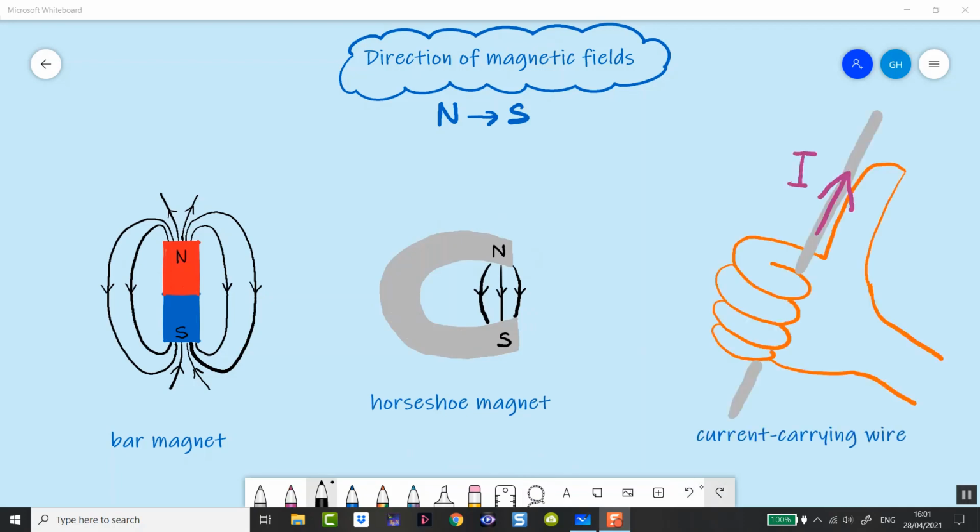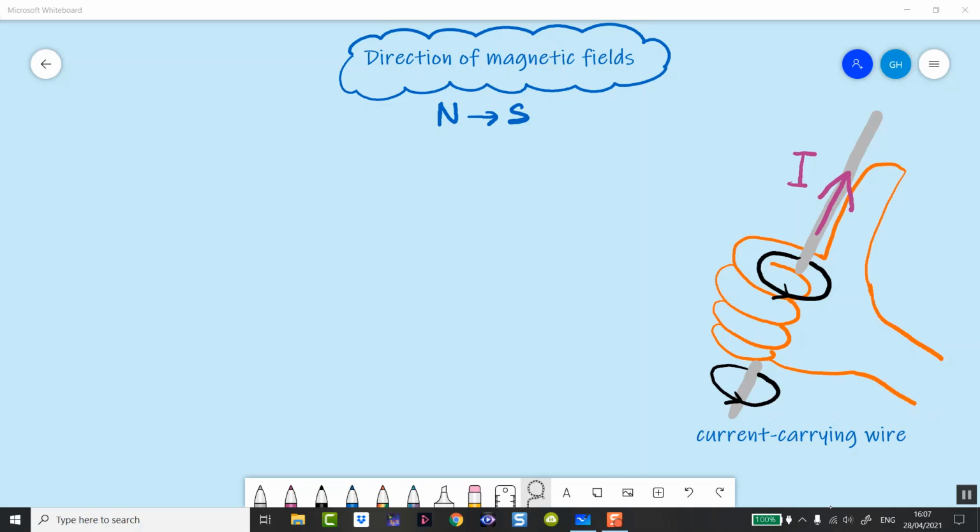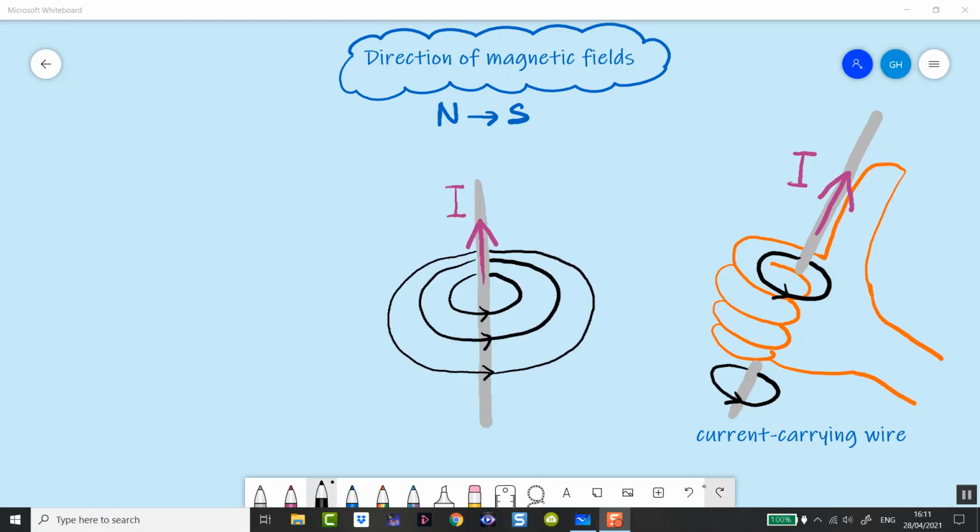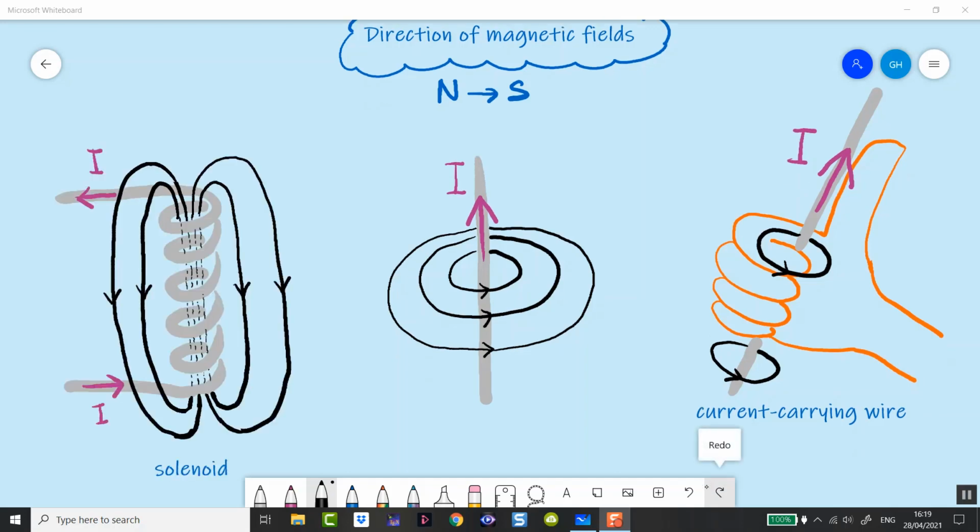And around a current-carrying wire, they are shown by the direction of your fingers in the right-hand corkscrew rule. The direction of your thumb shows the direction of the current. Remember, that's the direction positive charge is flowing. And the direction of your fingers shows the direction of the magnetic field. This means that the field lines around a current-carrying wire form concentric circles, and the field lines around a coil of wire, which we call a solenoid, look like those around a bar magnet.